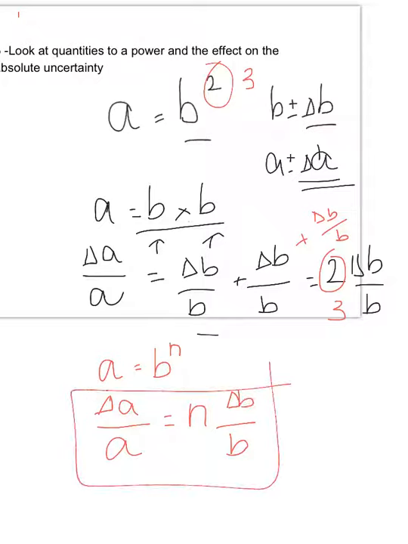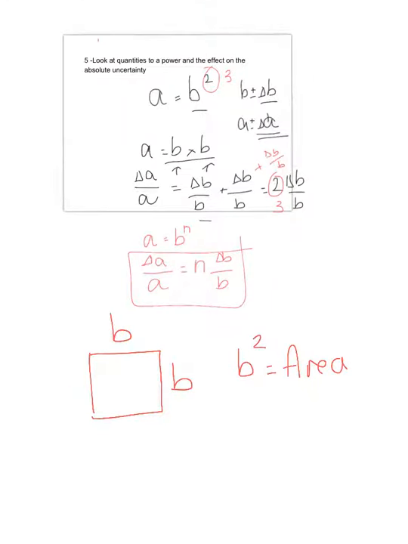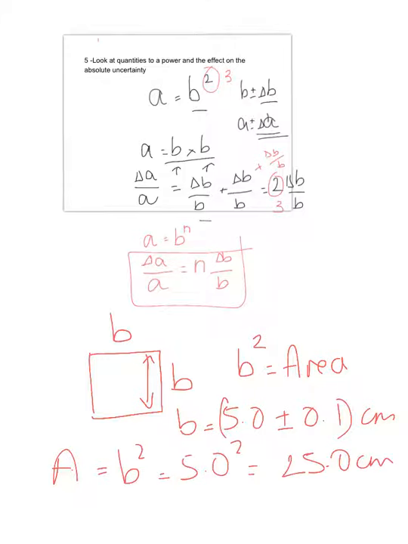Now let's try an example. Let's say I wanted to work out the area of this square, and the length of one of the sides is equal to 5 centimeters plus or minus 0.1. The area would be b squared. So just quickly work out an area value first. Find out what the actual area is. Now that hasn't been too taxing, I hope. So you should have worked out that b squared, which is 5 squared, is now 25 square centimeters.